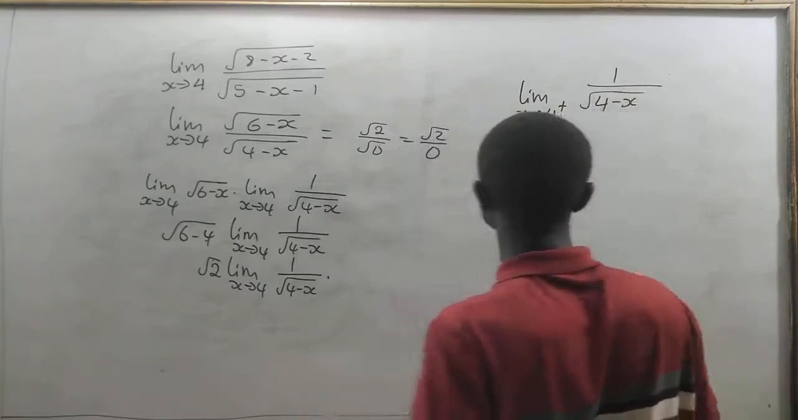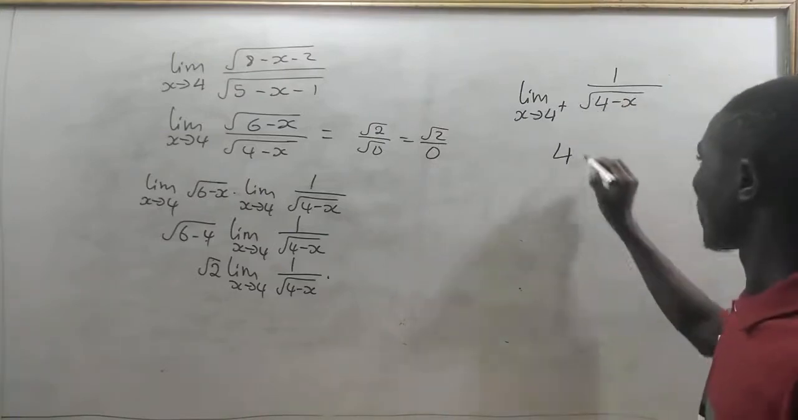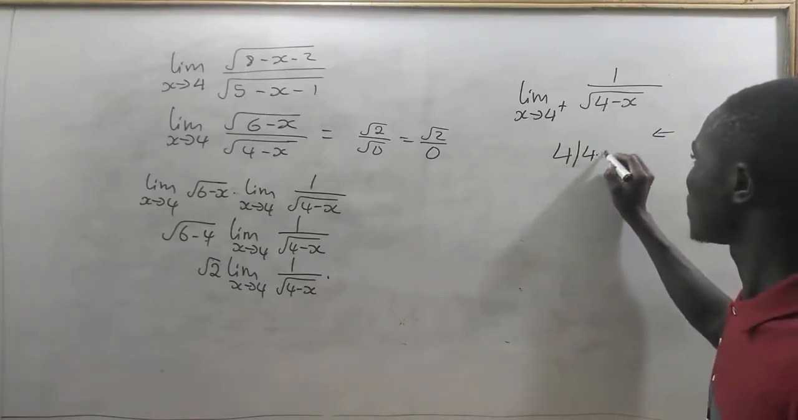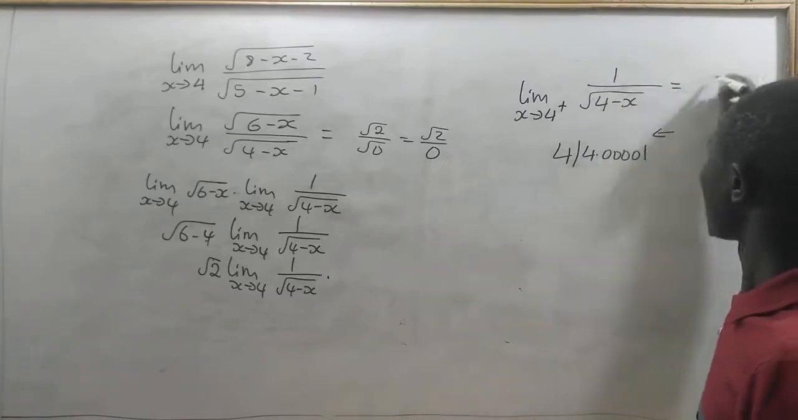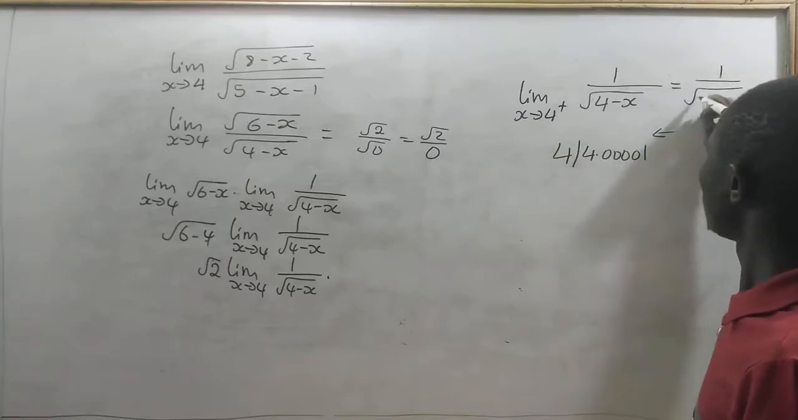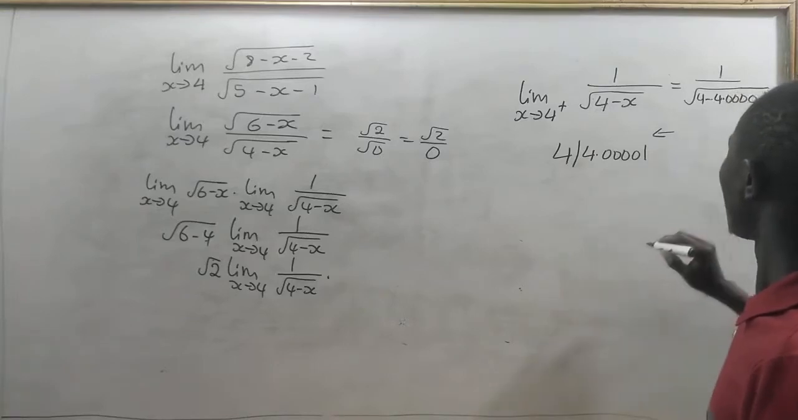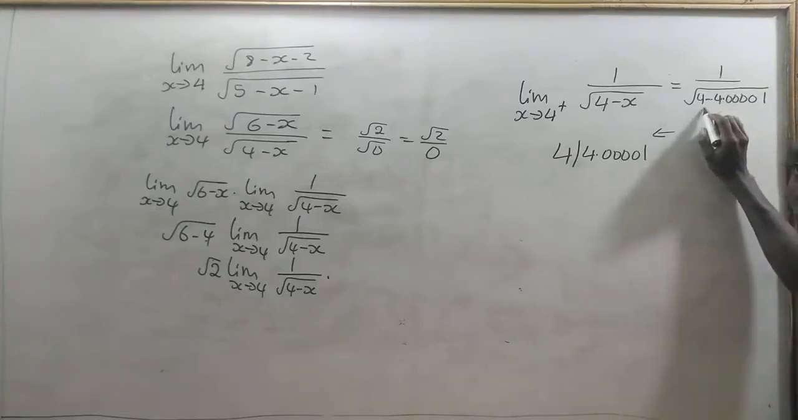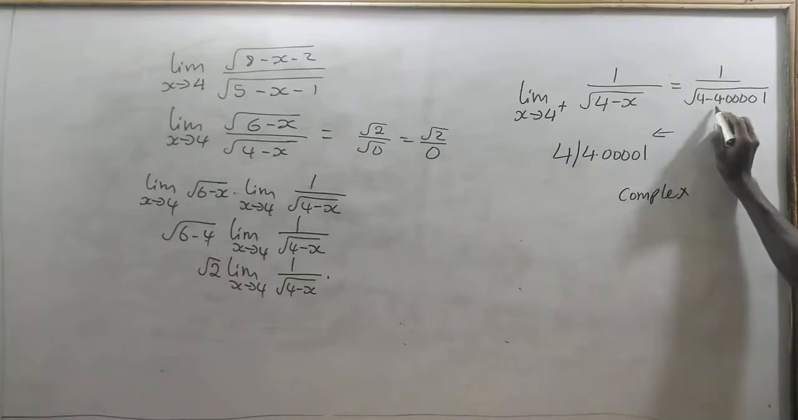4 minus x. So here, if we take 4, as x approaches 4 from the right side, the value is very, very close to 4. Let's take 4.00001. So here, we are going to have 1 divided by the square root of 4 minus 4.00001. So use your calculator to punch that one. When you are punching it with your calculator, put your calculator into complex mode, because this will give you a complex number.